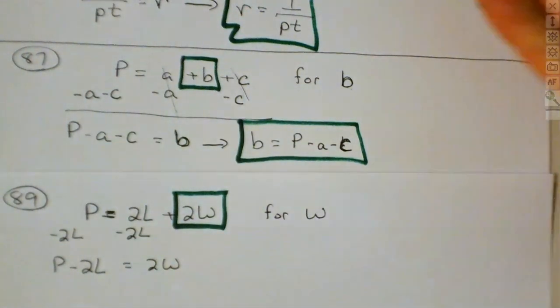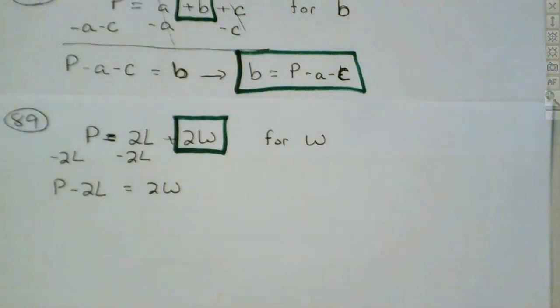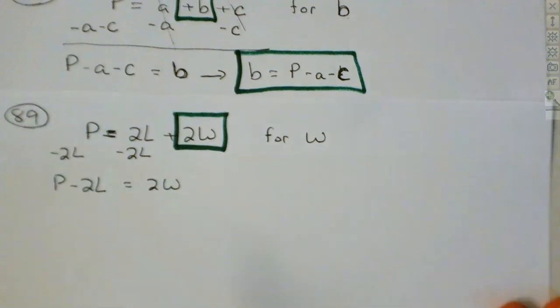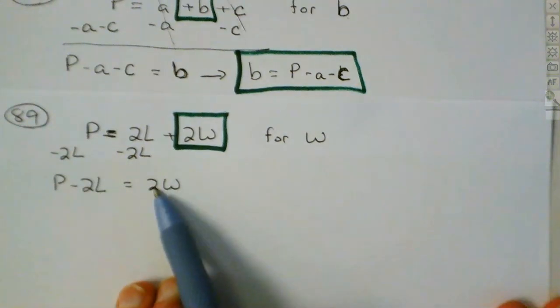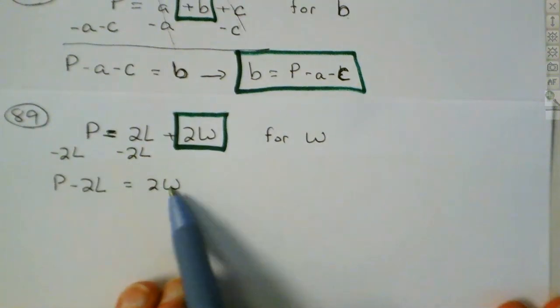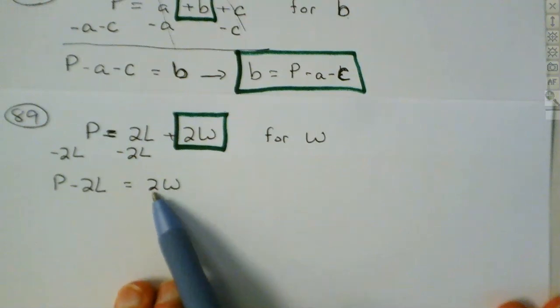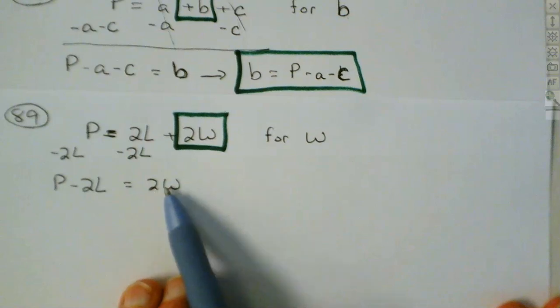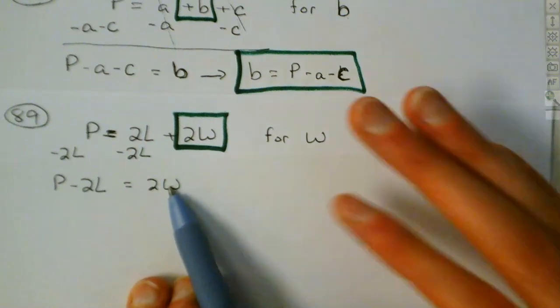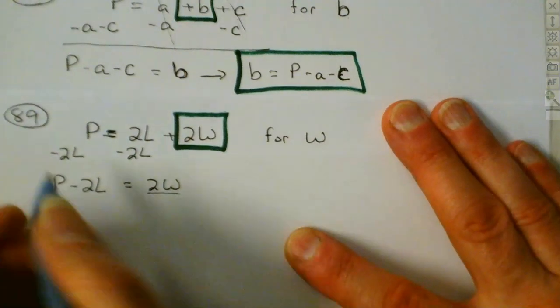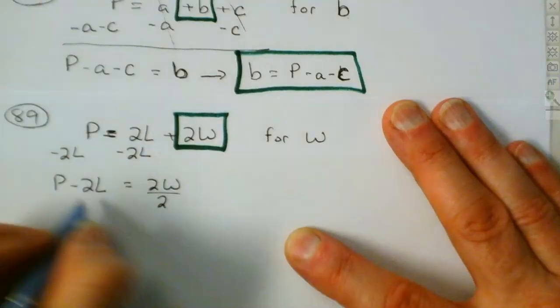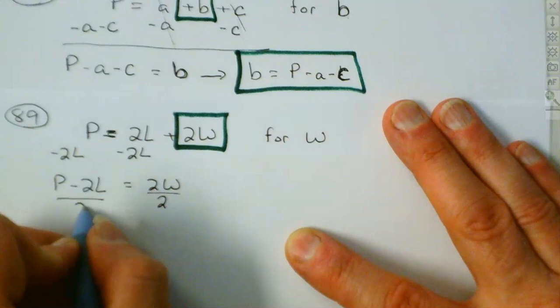Now, what's in front of the W? 2. How do I get rid of the 2 that's in front of the W? Not subtract. How is it related to this W? Okay, this is like a 2x. How would you get rid of the 2 in front? You would divide by 2, right? Because it's multiplication, isn't it? This is 2 times W. So how do I get rid of that? I divide both sides by 2. Now, you don't reduce it down, you leave it alone.